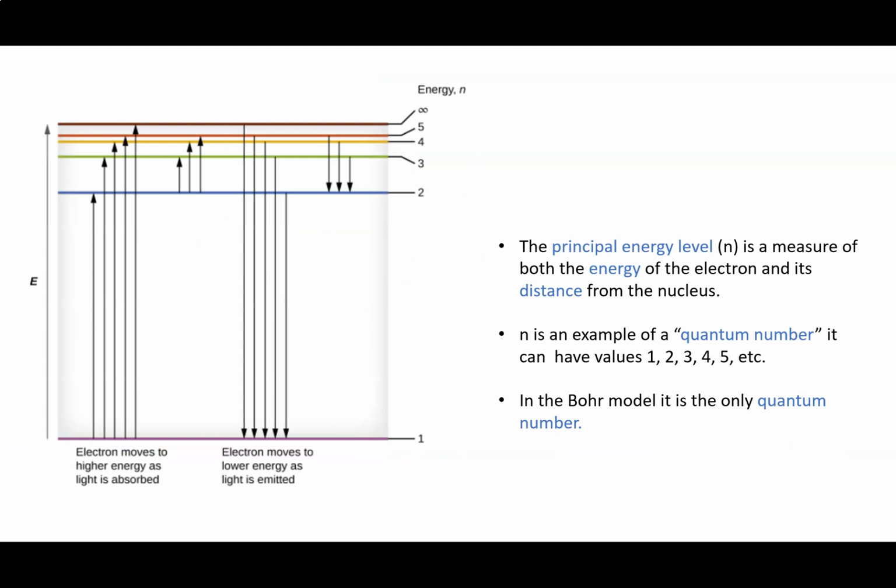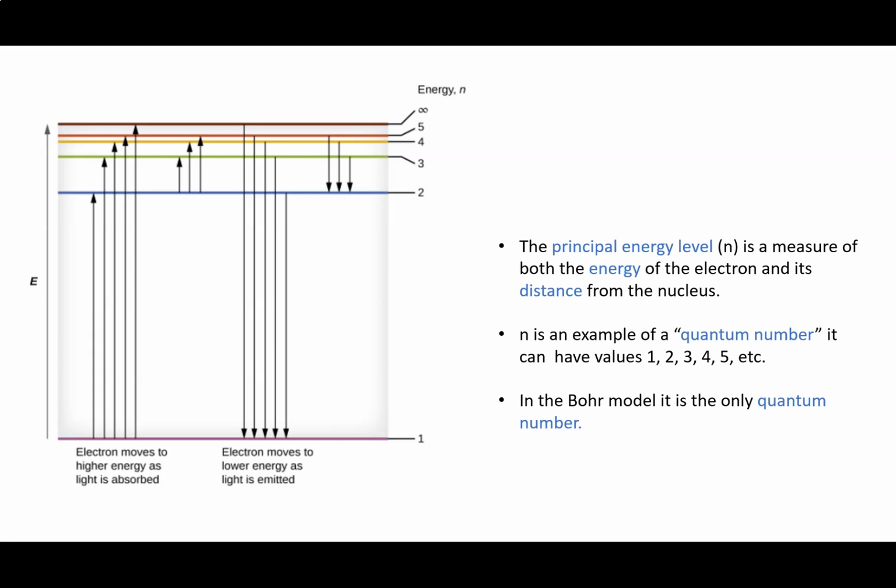We looked at energy level diagrams like this, and we said that the principal energy level, which we're going to give the symbol N, is a measure of both the energy that the electron has, but also its distance from the nucleus. So as N gets bigger, the distance from the nucleus gets bigger, but also the energy of that electron gets bigger. And N is an example of what is referred to as a quantum number, because it can only have certain specific values. In this case, it can be a positive integer: 1, 2, 3, 4, 5, etc.